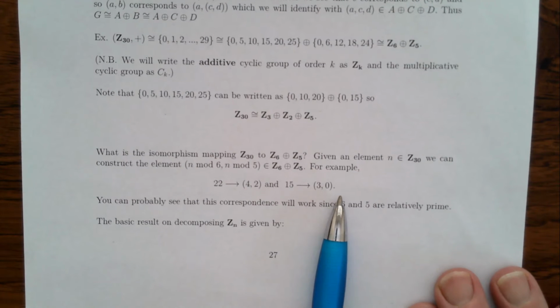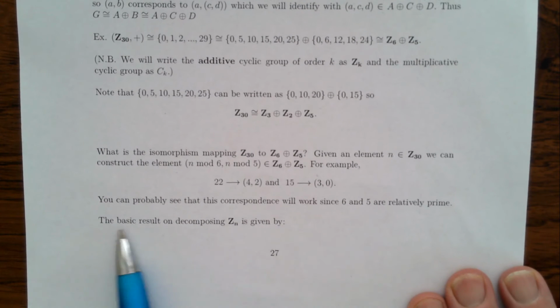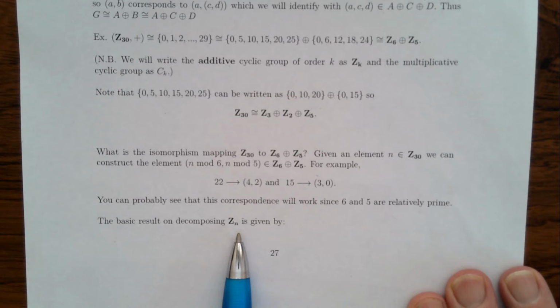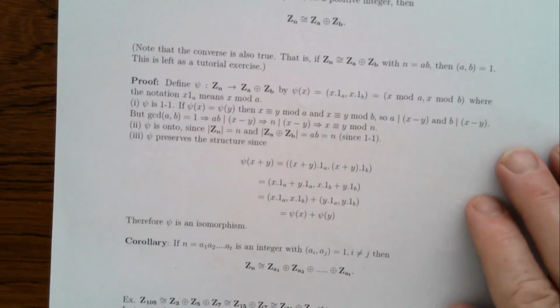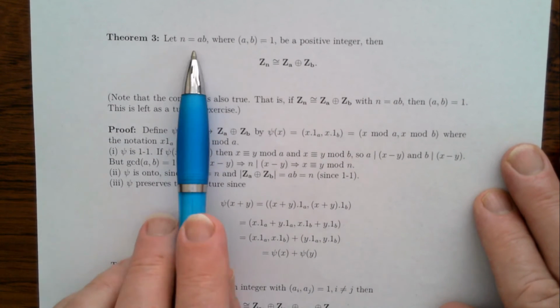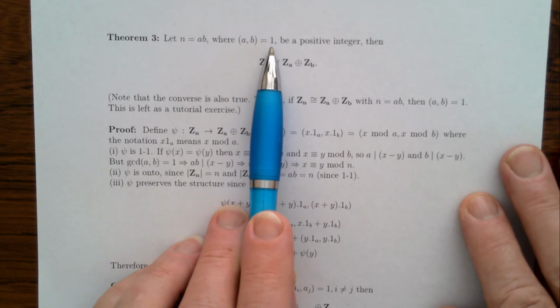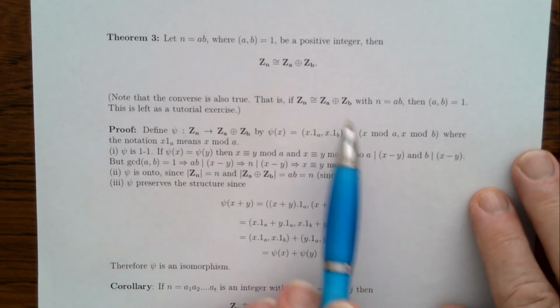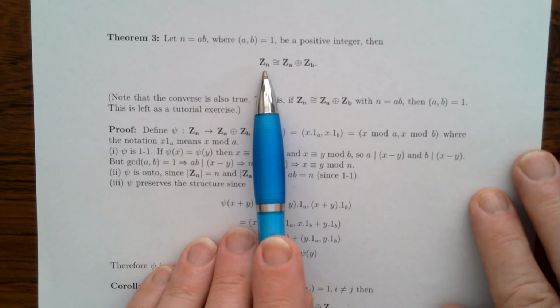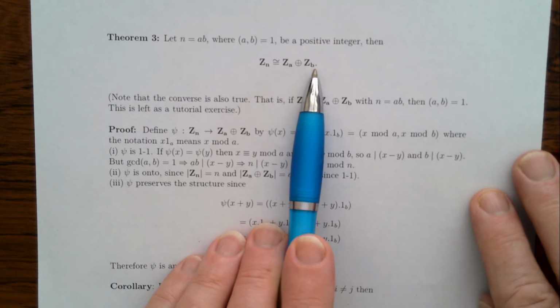Now you can probably see that something interesting is going on here to do with relatively prime factors. So the basic result in decomposing Zn is given by the following theorem. So this is our theorem 3. We take n to be the product of two integers A and B which are relatively prime. Their GCD is 1. Then the result is that Z sub n is isomorphic to the direct sum of Z sub A and Z sub B, as you might have expected from the examples.